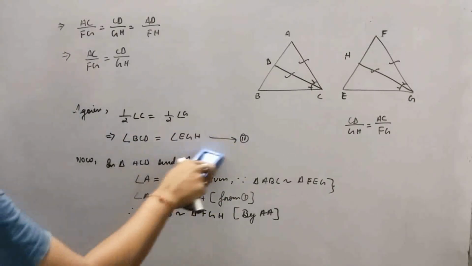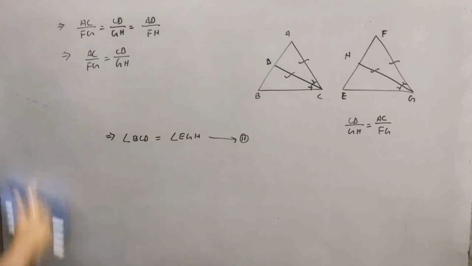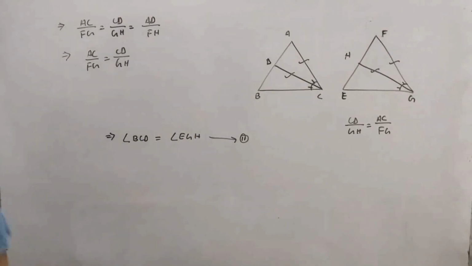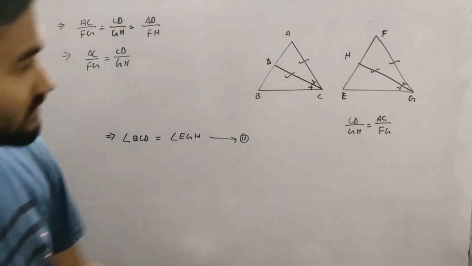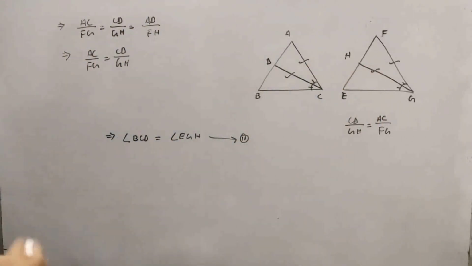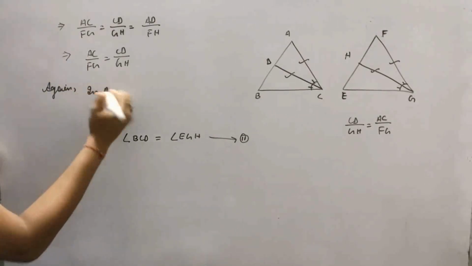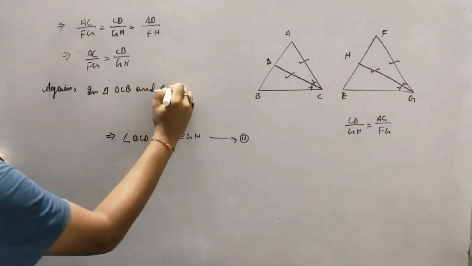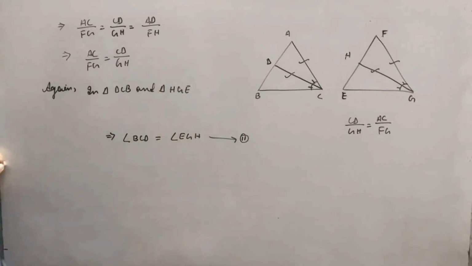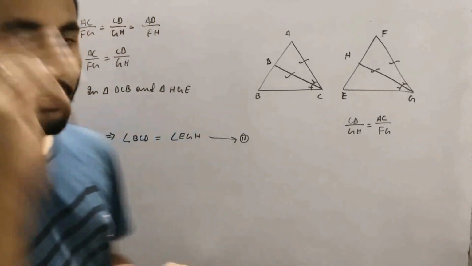This from 2 will be used here. In question number 2, what is there? Which triangle is there? DCB, this bottom triangle, and HGE, this bottom triangle. So again, in triangle DCB and triangle HGE, what are equal? One we already know: our B will be equal to our E, already given in the question.